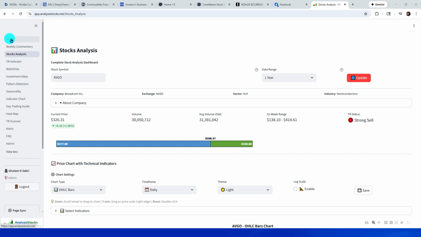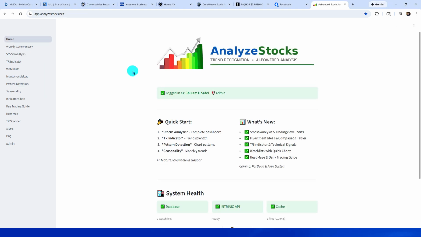When you log on to this tool, you are at this home page. This is where on your left side you will see all the choices available to you. These are some of the features on the introductory screen. You can see also some information about the system health. On your left, you have this home page, then a weekly commentary where we also provide our commentary on what is happening in the latest in the stock markets and some of our new picks every week, and also the performance of previously picked stocks.